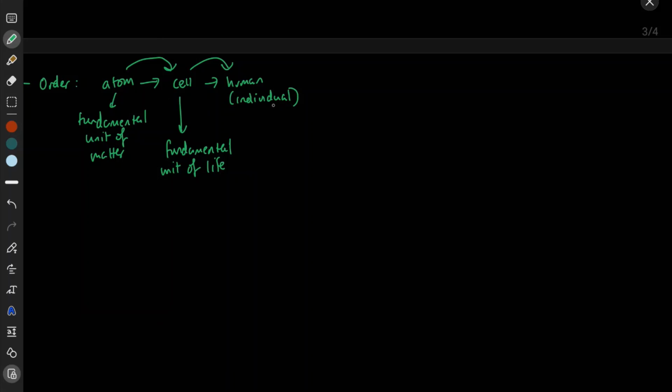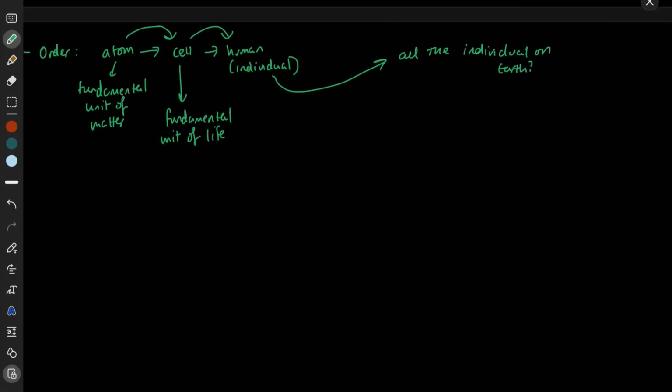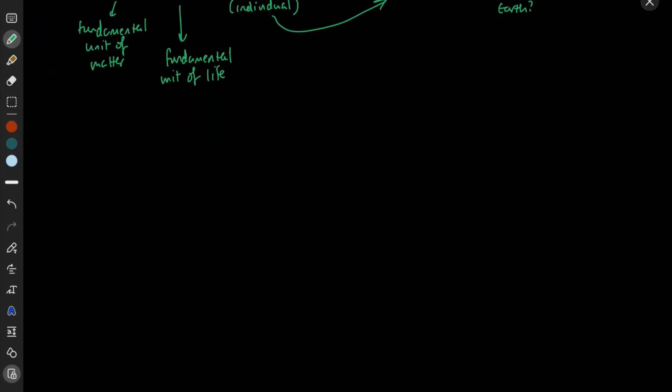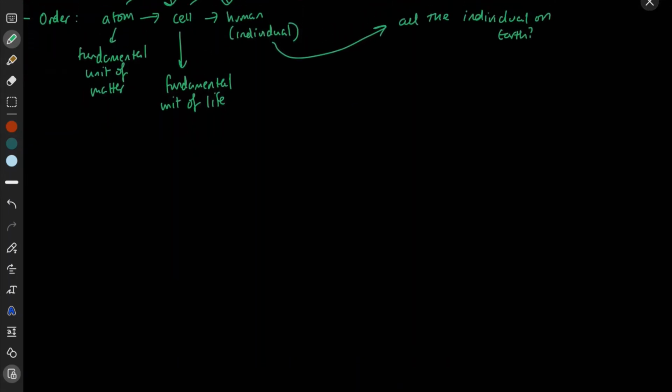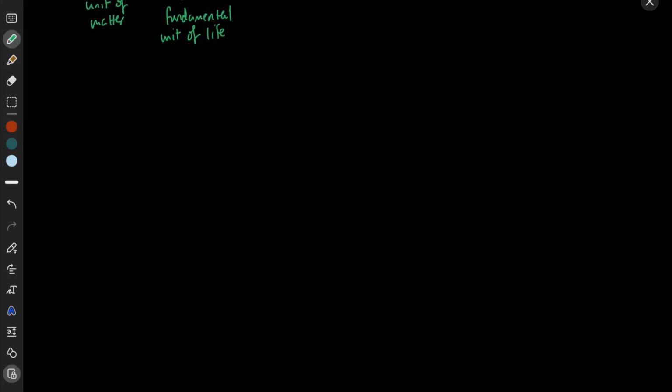Well, now how do we go from the individual to all the individuals on Earth, right? So that's what we're about to do now. We'll go from the individual to pretty much Earth, just like we did from the atom to the individual in part 1 of lecture 1, and that's going to be how we wrap up this video. So let's finish it up.